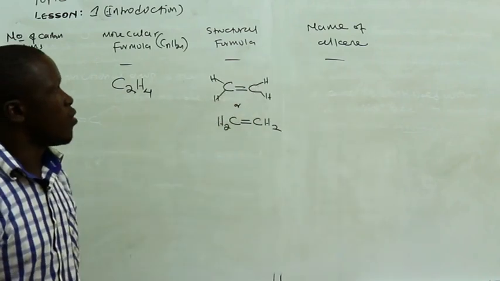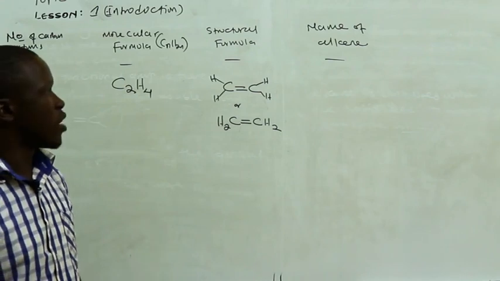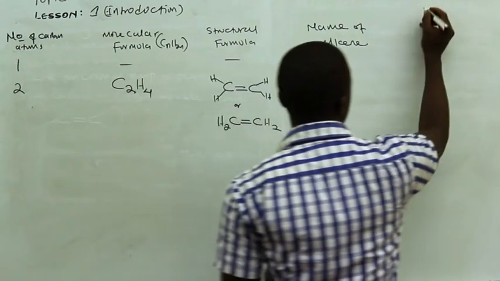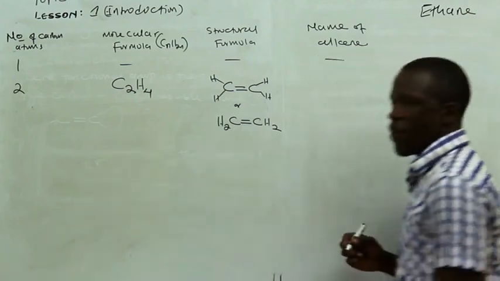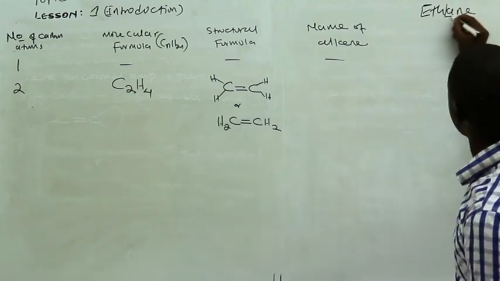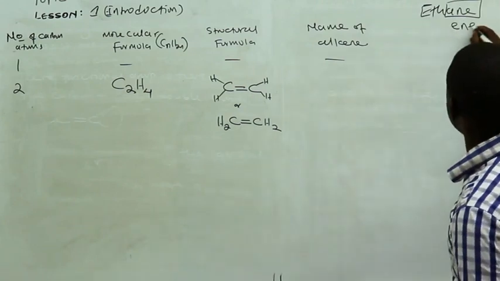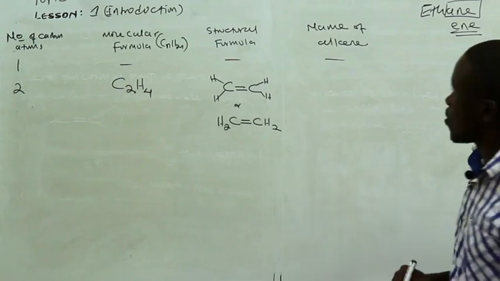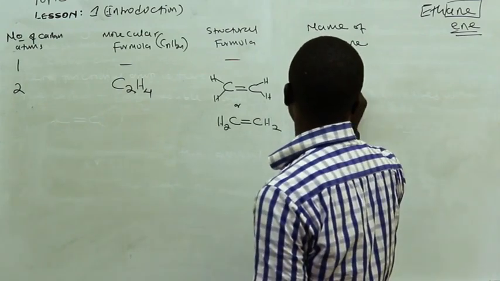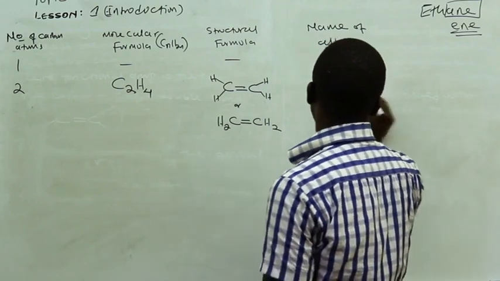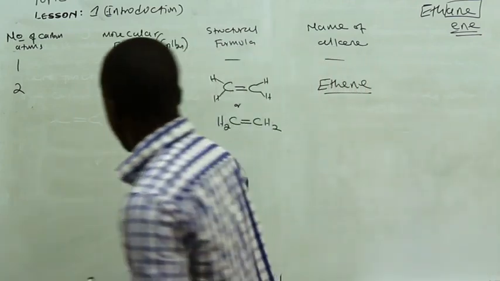And the name of the alkene. The corresponding name of an alkane with 2 carbon atoms is ethane. But we said the suffix -ane is removed and substituted with the letters -ene. And so that gives us the name. So the name of this compound is going to be ethene.